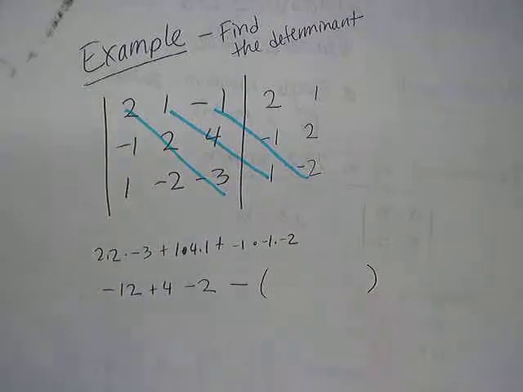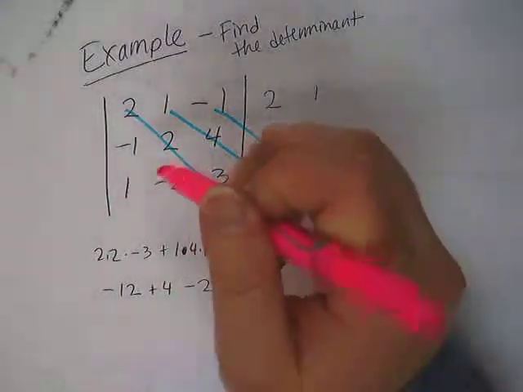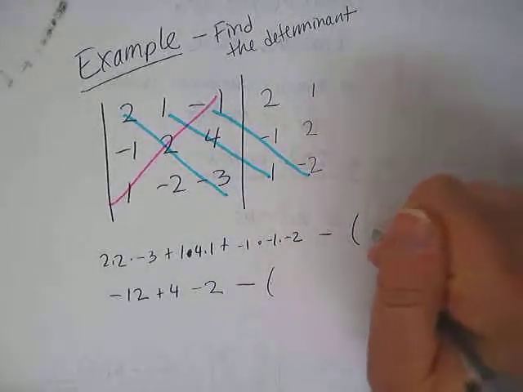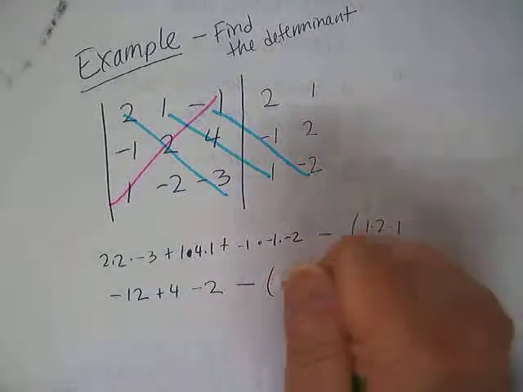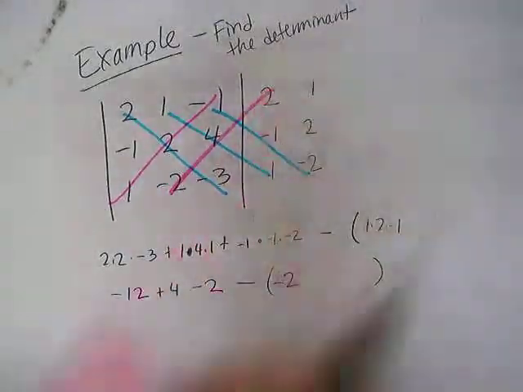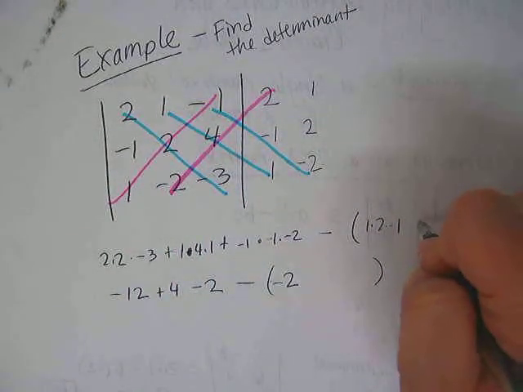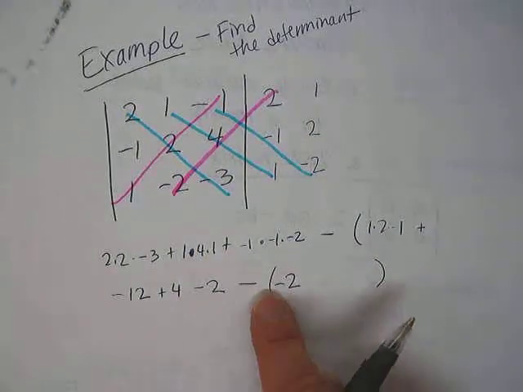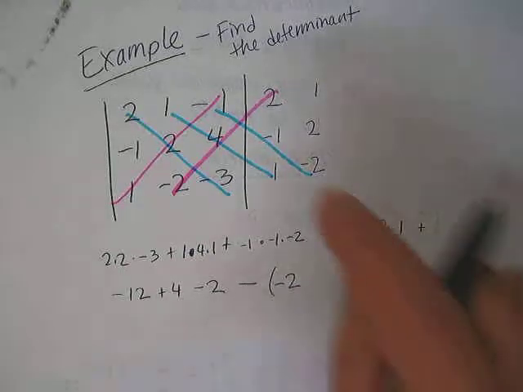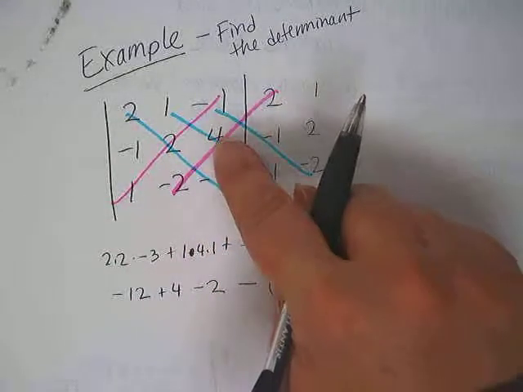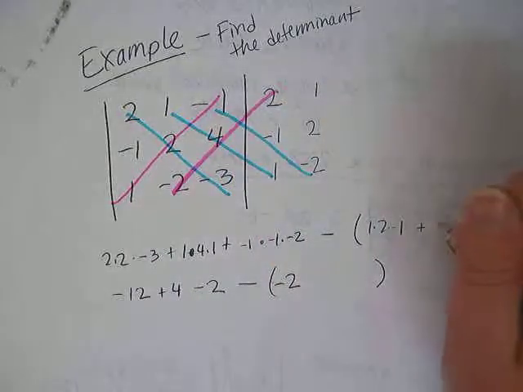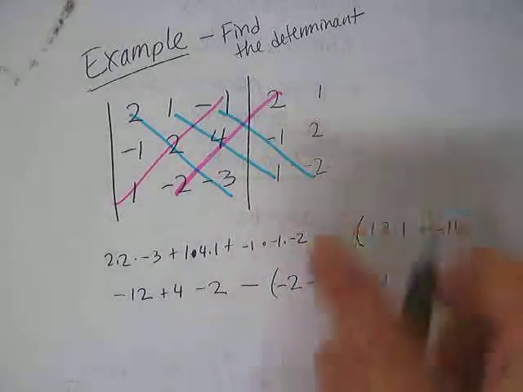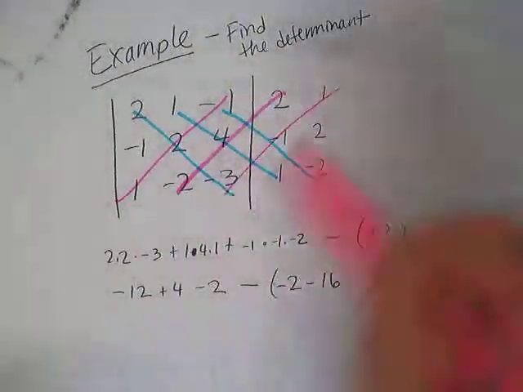Okay, so now let's go this way. So 1 times 2 times negative 1 is a negative 2. And negative 2 times, okay, but since it was a negative 2 and we're subtracting it, it'll end up being a positive 2. Does that make sense? And then this one, negative 2 times positive 4 times positive 2 is a negative 16. But because we're subtracting a negative 16, it will end up being a positive 16.